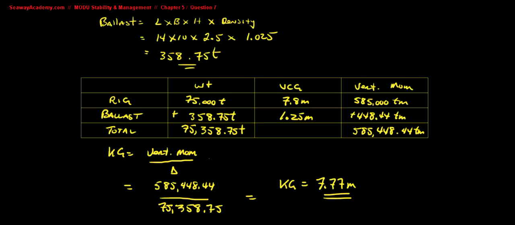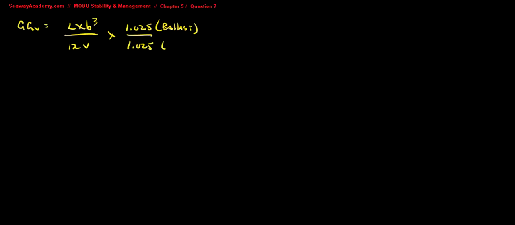So now we need to calculate the shift of the center of gravity due to the free surface effect of the fluid in this particular tank. So we're going to take the dimensions of the tank, so that's your length times your breadth cubed, times the density of the ballast water, which is salt water, so 1.025, divided by 12 times the volume, times the density of the water that the vessel is floating in, again salt water, so 1.025.